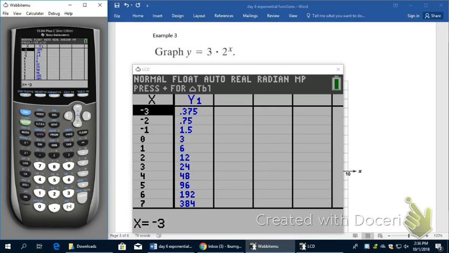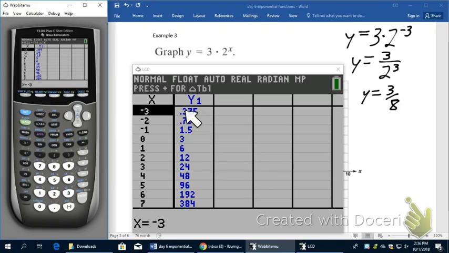It's a really easy task of just, for instance, I'll do -3 really quick by hand. You type in the function y equals 3 times 2 to the -3rd power, and then you'll just get an answer kicked back out, which in this case would be 3 over 2 to the 3rd, which would be 3/8. And 3/8 is actually what .375 is as a fraction. So this is what they're doing each time to get these values in the y1 column.